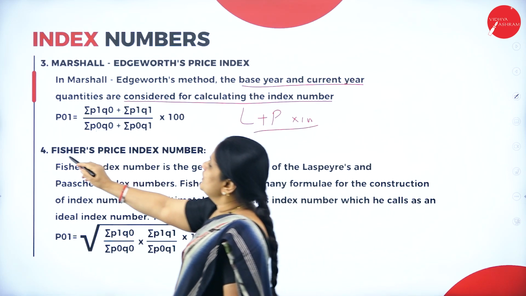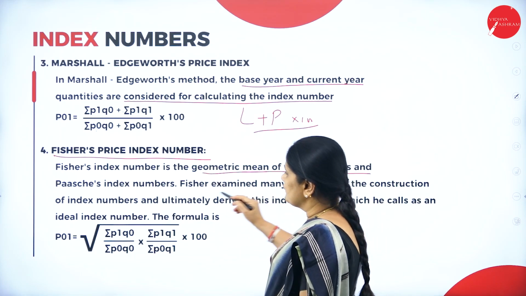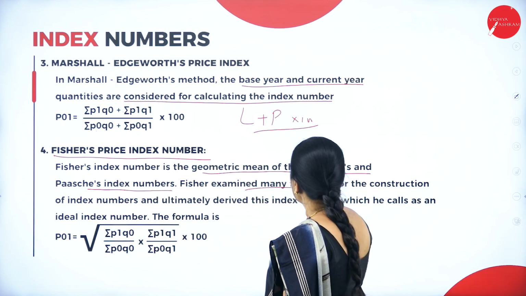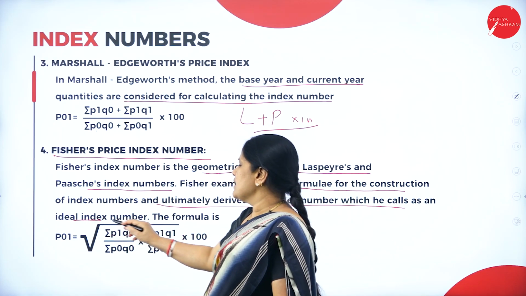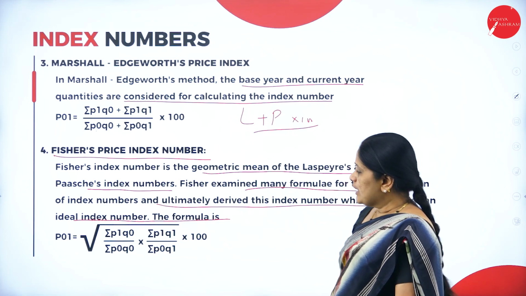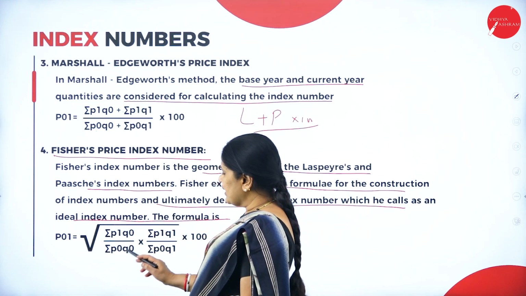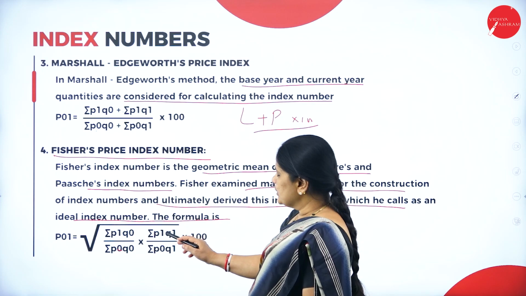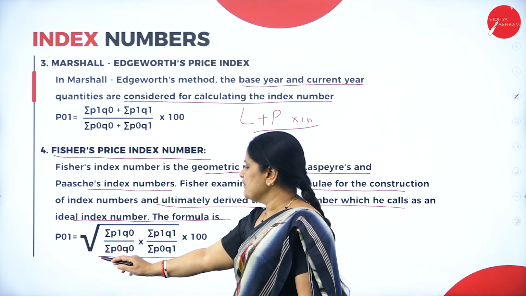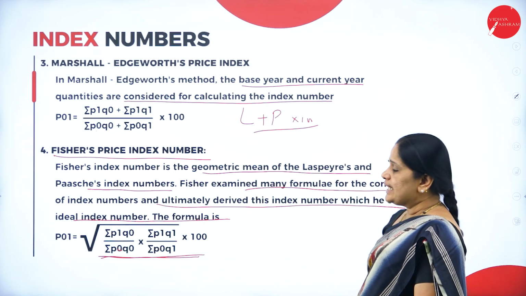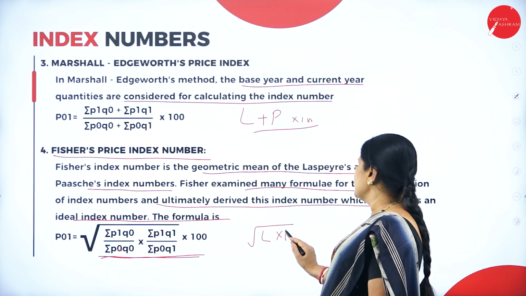The next one is Fisher's price index number. Fisher's price index number is the geometric mean of the Laspeyres and Paasche index numbers. Fisher examined many formulas for construction and ultimately derived this, which he calls the ideal index number. Now, what is this Fisher's ideal index number? P01 equals the root of sigma P1 Q0 by sigma P0 Q0, into sigma P1 Q1 by sigma P0 Q1, into 100. This is the formula which we have to remember. So Fisher's ideal index number will be this, or you can also write it as the root of Laspeyres into Paasche.